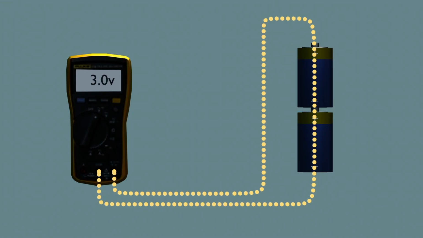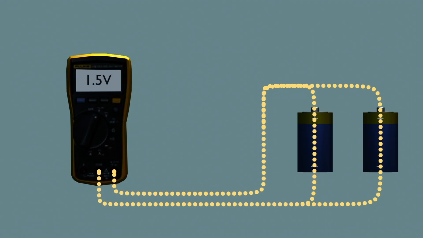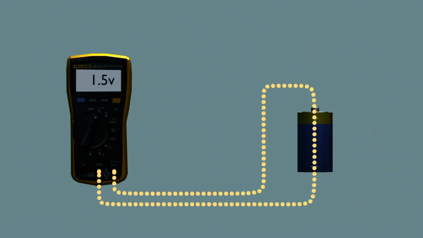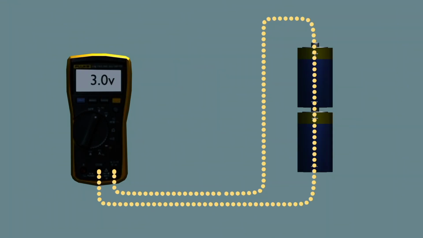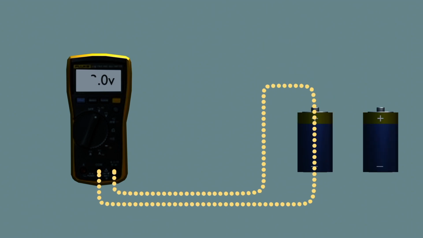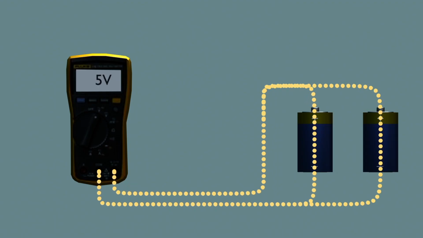We can connect batteries in series or parallel. In series, voltages add together, so two 1.5-volt batteries produce 3 volts. In parallel, voltage remains the same, but capacity increases, allowing the battery to supply current for a longer period.